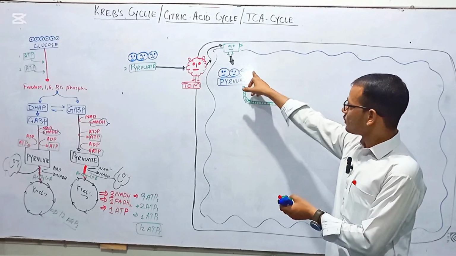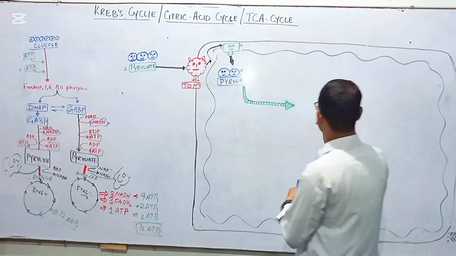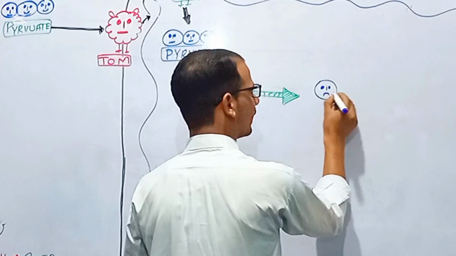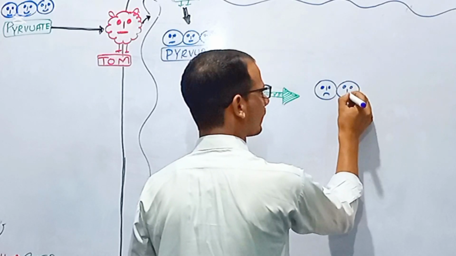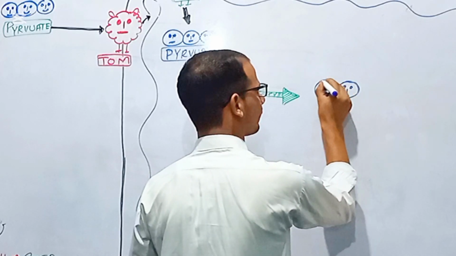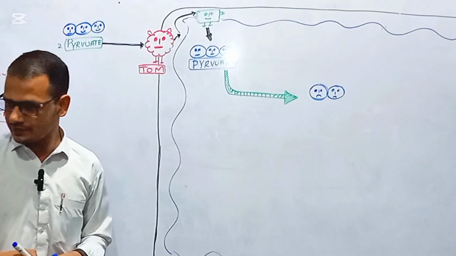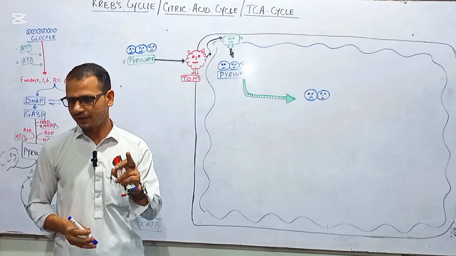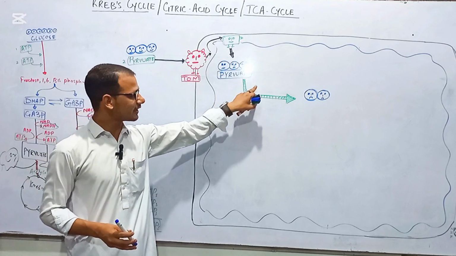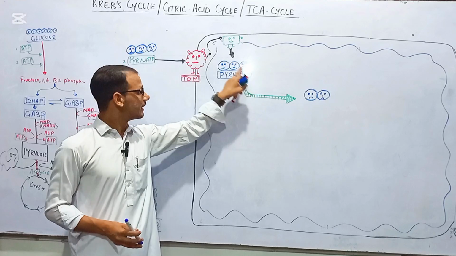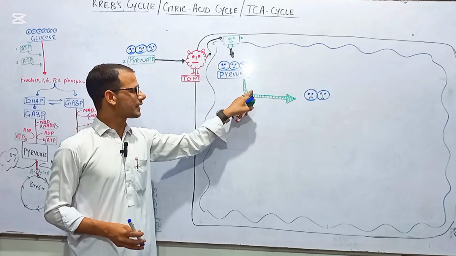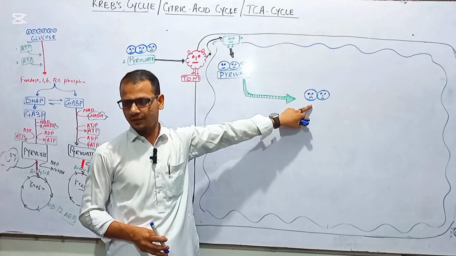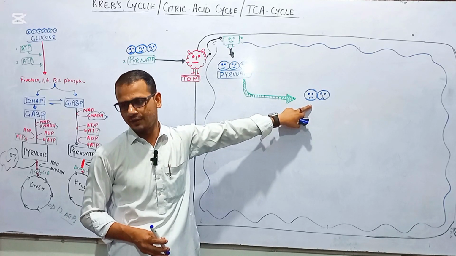What will happen to this pyruvate? It will convert into, now they are unhappy because they lose one friend in the form of carbon dioxide, right? The first carbon dioxide is formed in this step. From these 3 carbons, 1 carbon will convert into carbon dioxide and the 2 carbons remaining here are called acetate or acetyl.